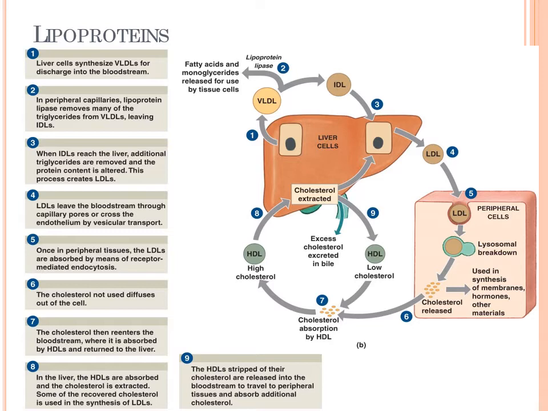So here's a diagram of what we were just discussing. We'll start up here with number 1. The liver cells are synthesizing the very low density lipoproteins that get discharged into the bloodstream. In the peripheral capillaries, the lipoprotein lipase removes some of the triglycerides, and so we take some of those fatty acids out and leave intermediate density lipoproteins. Those are recycled back to the liver and then become low density lipoproteins, which are bringing cholesterol from the liver out to the peripheral tissues.